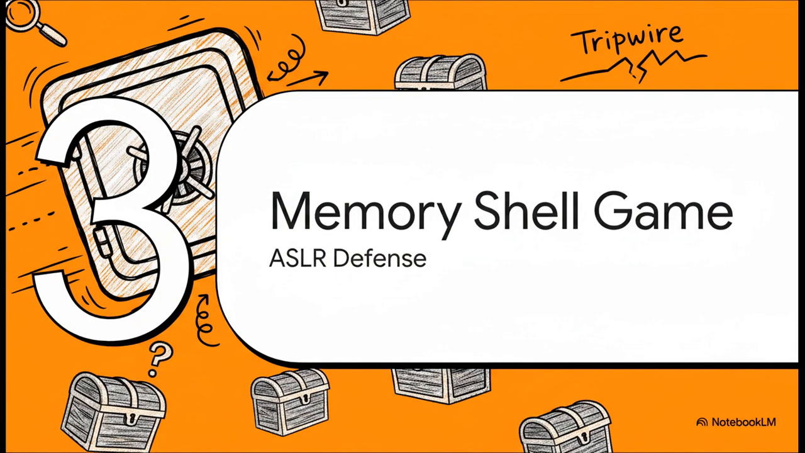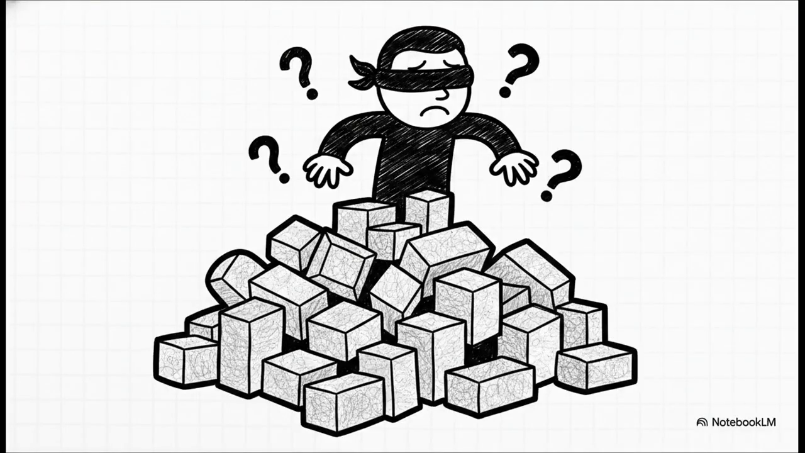Moving on to the memory shell game. Address Space Layout Randomization, or ASLR. Since tripwires clearly aren't foolproof, defenders had to change tactics by constantly moving the vault itself. Every time a program starts, the operating system randomly scrambles the locations of the stack, the heap, the code, and the libraries. The attacker can't just jump to a predictable memory address anymore because they have absolutely no idea where their malicious shellcode is actually located.